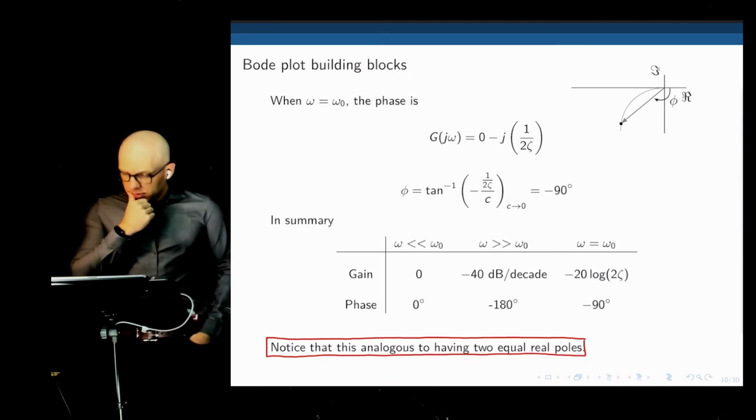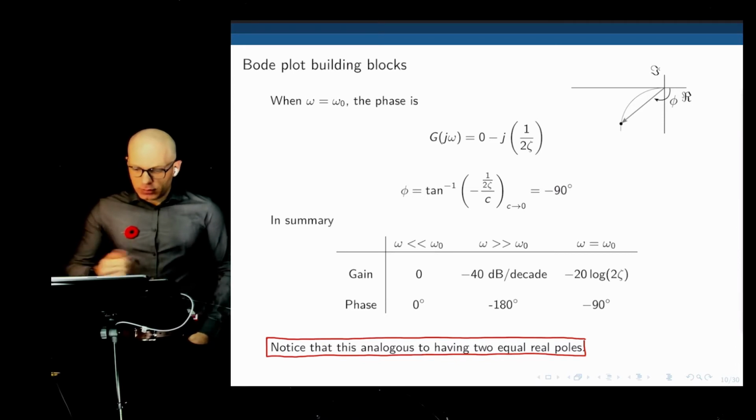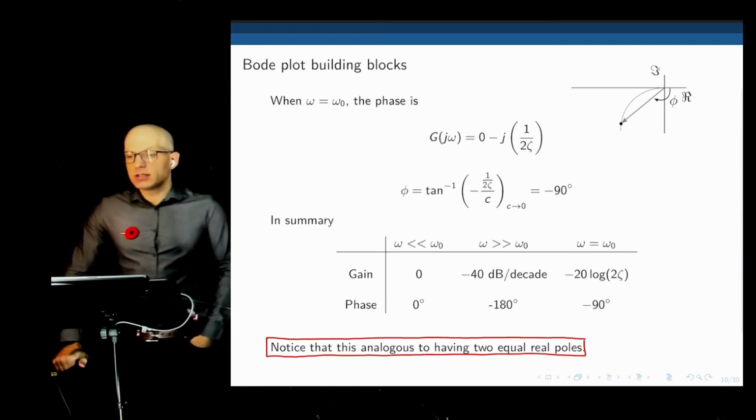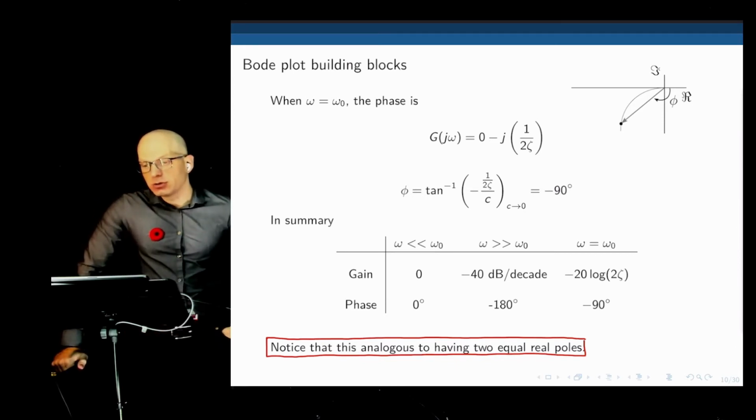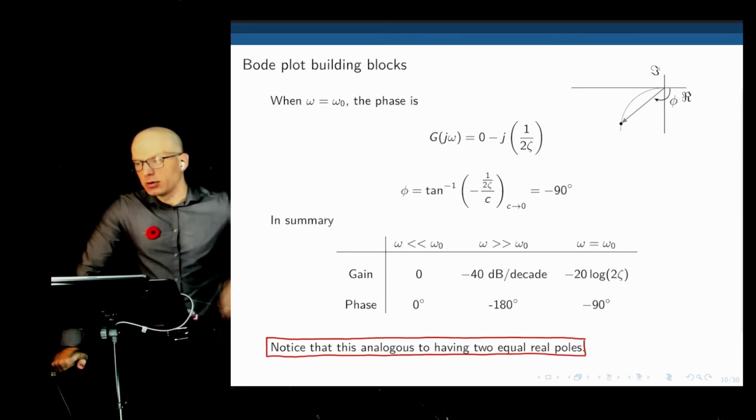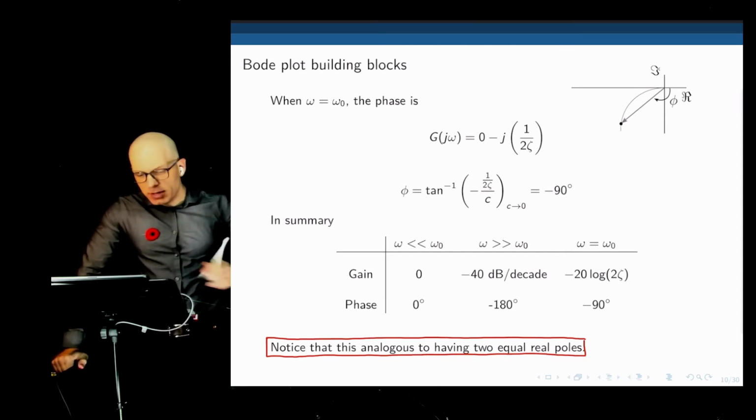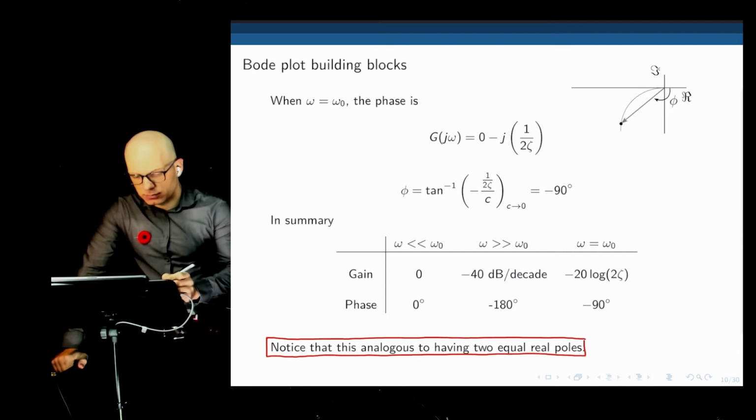We can look at the phase. In the phase, we can easily calculate the phase as well. And the phase turns out to be negative 90 degrees, which is halfway between 0 and negative 180. So here is the main summary of all this.